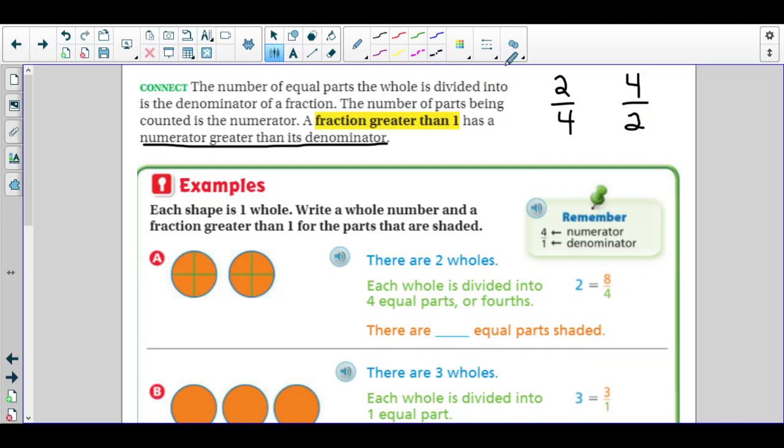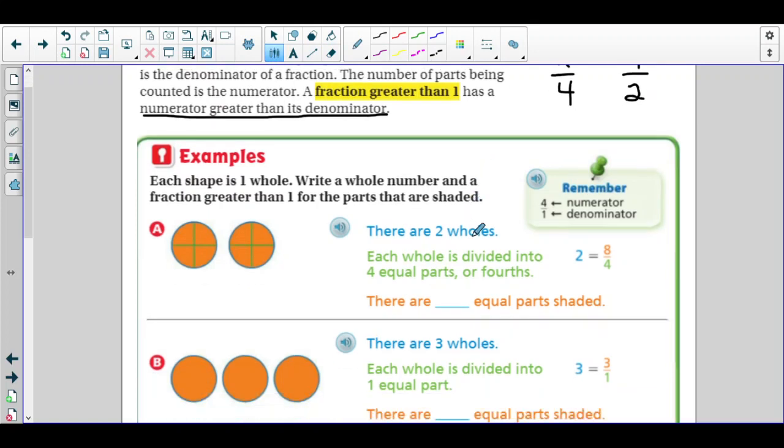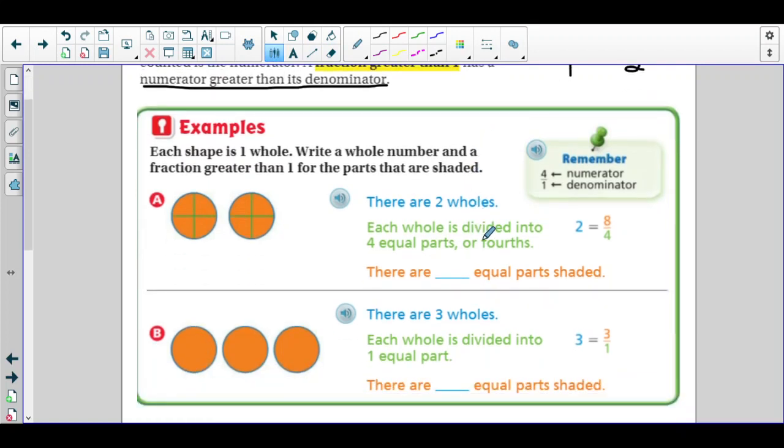4/2. Now that is a crazy looking fraction right there, but we'll take a look down here and see how this works. So in this example, each shape is one whole. All right, so we have right here's one whole, here's another one whole.